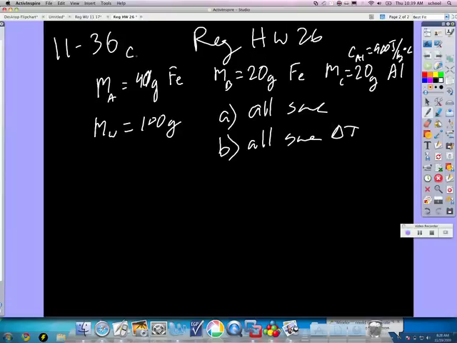So for part C, do you see that block A and block C are about the same? Because block C has half the mass, but it has twice the specific heat. Right? And since Q equals mc delta T, if they have the same change in temperature, then the differences in mass and specific heat cancel out.